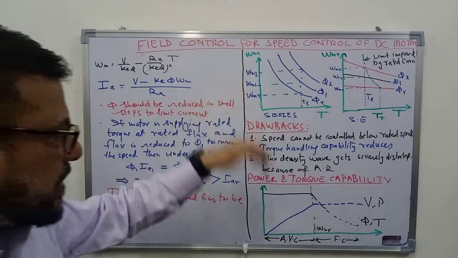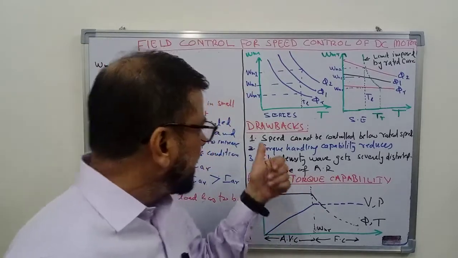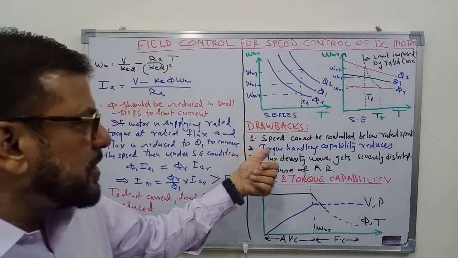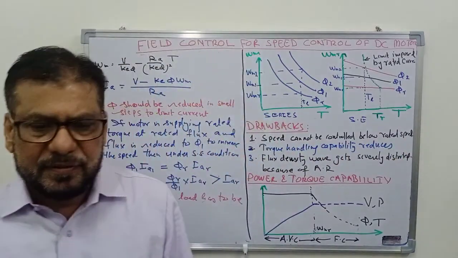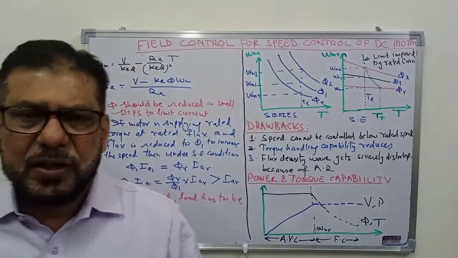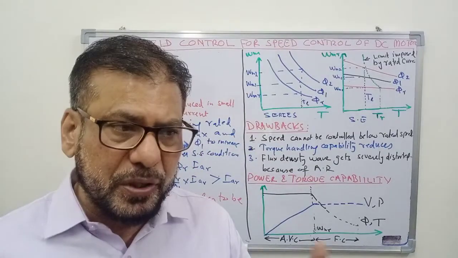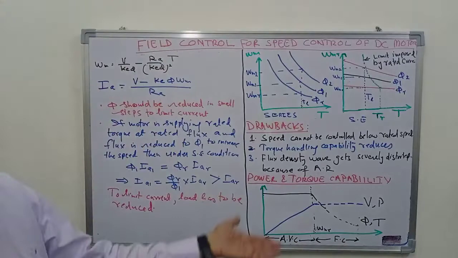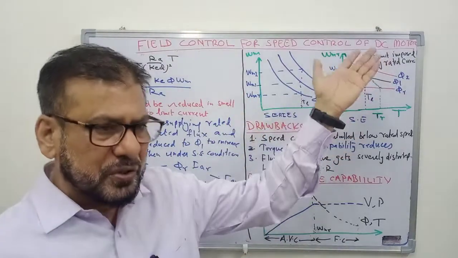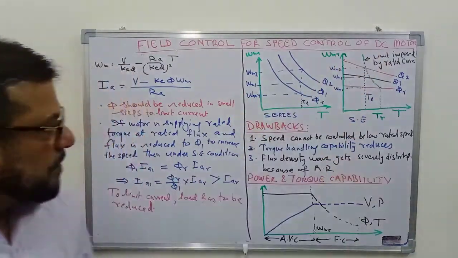Now let us see what are the various drawbacks. Number one, speed cannot be controlled below the rated speed. Usually we want the speed controlled below the rated speed. So by field control method, you can only control the speed above the rated speed, because you cannot increase the flux to reduce the speed.